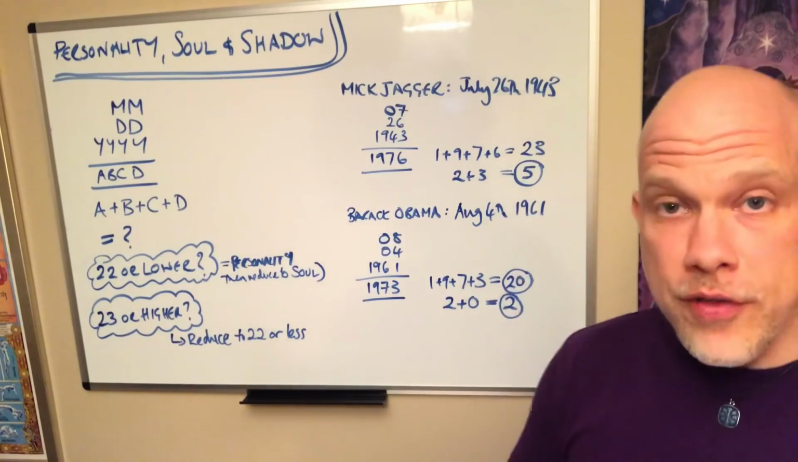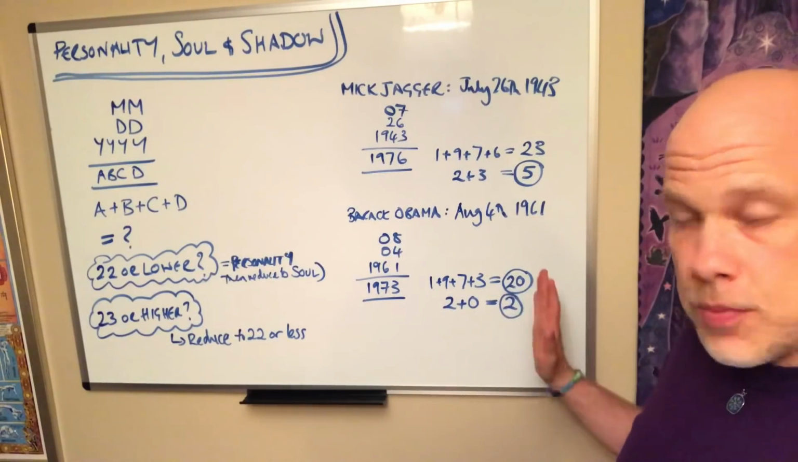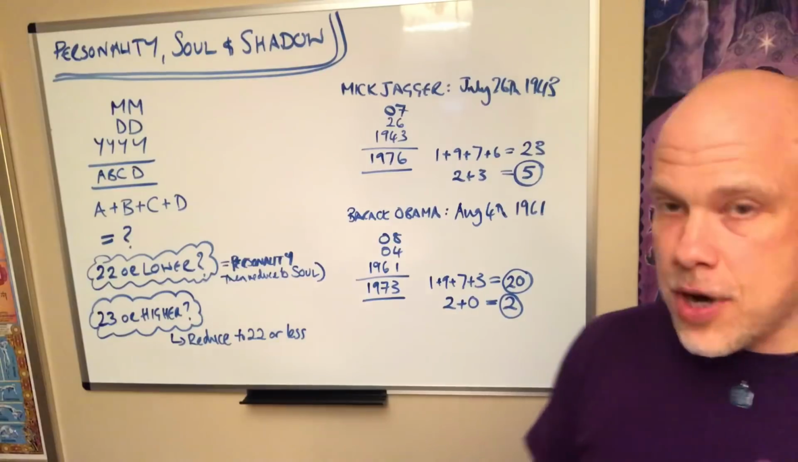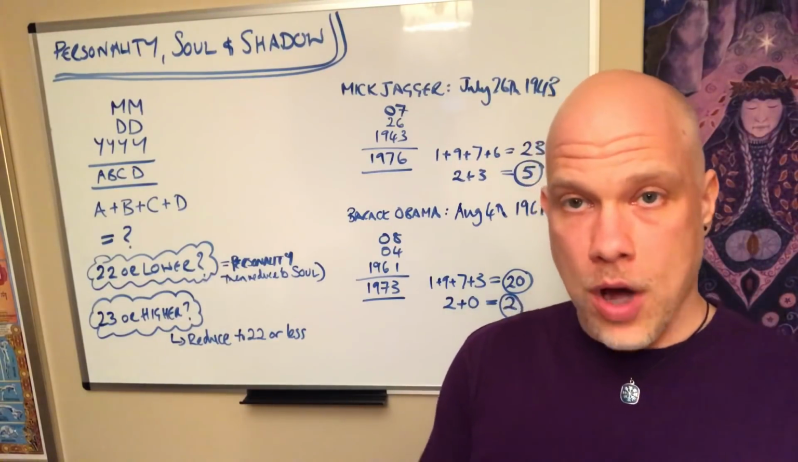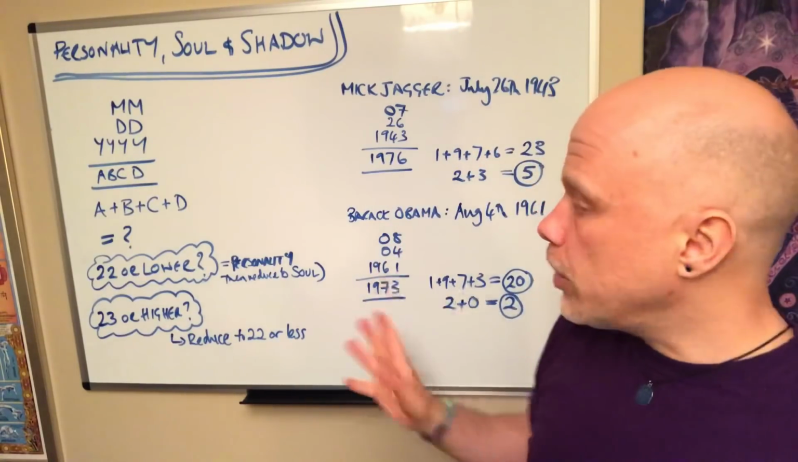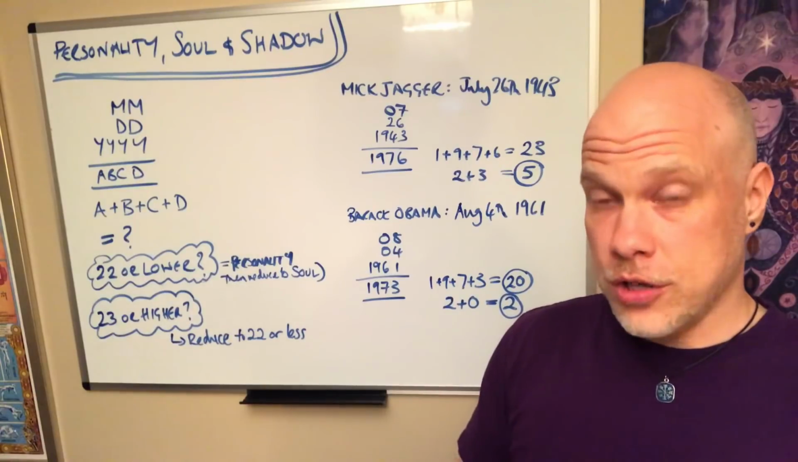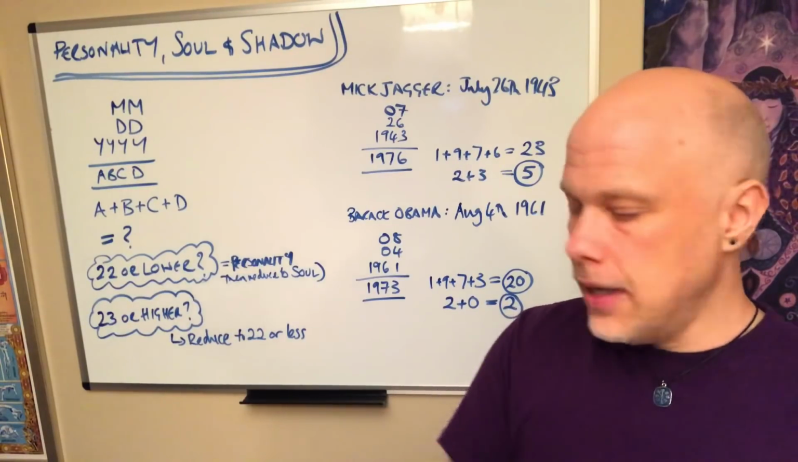But we can reduce further. We can add 2 and 0 together and we get 2. So he is Judgment, High Priestess. So his personality card is Judgment and his soul card is High Priestess. So that's the broad calculation. You can do this now and you will find out what your personality and soul cards are, and they might be the same or they might be different.